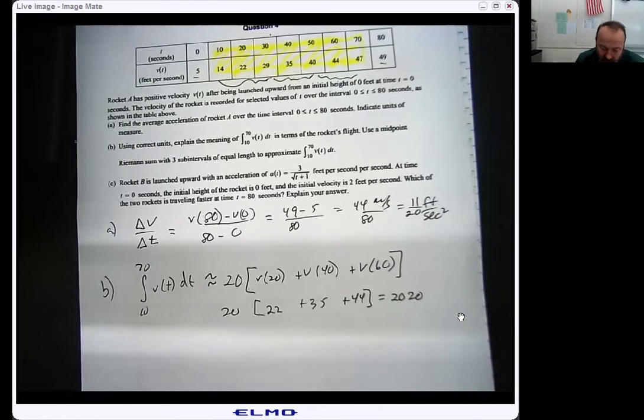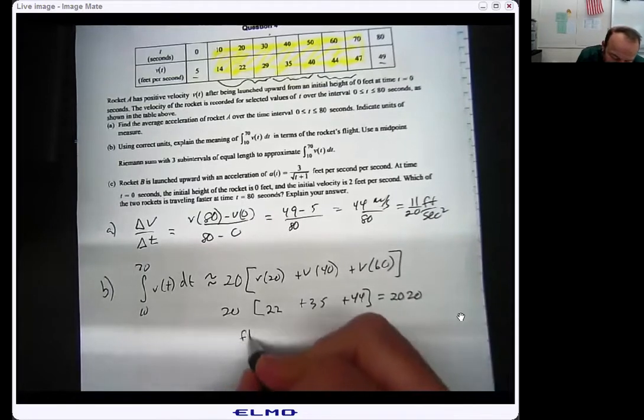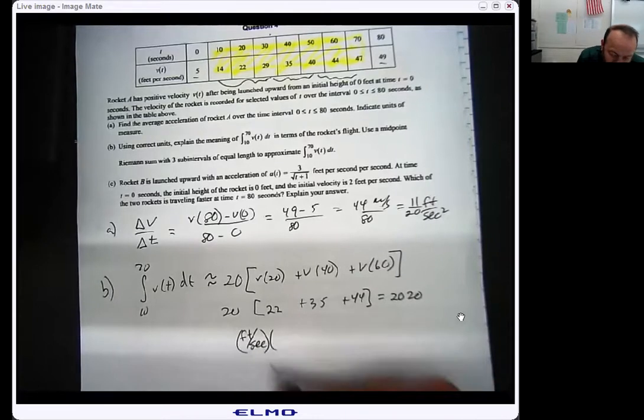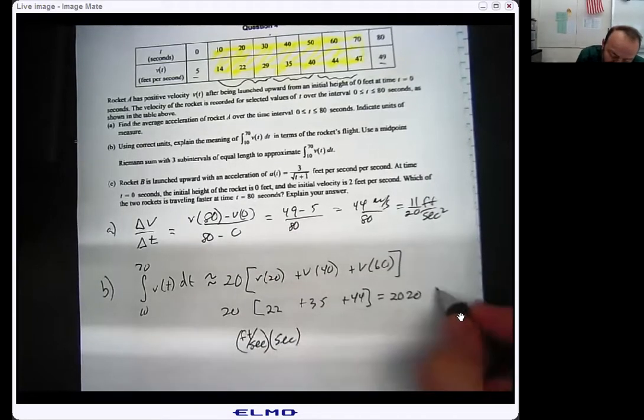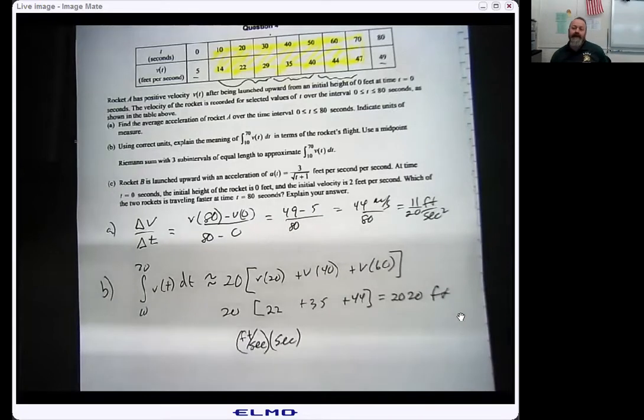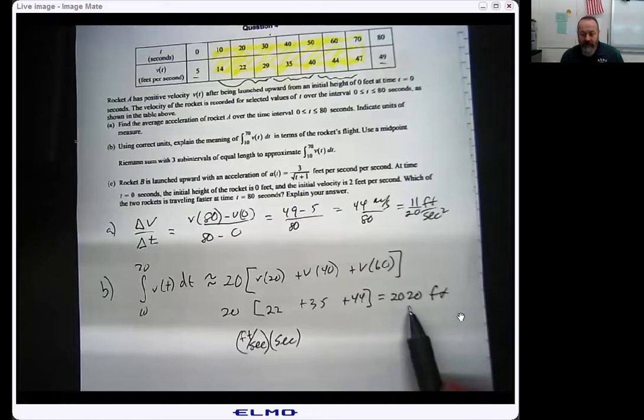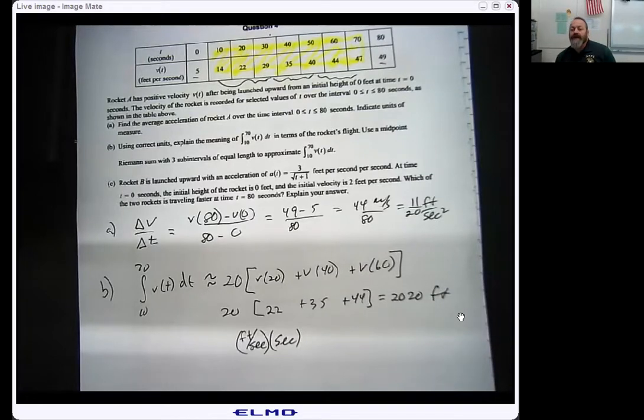But if you look at the units, remember the units were feet per second multiplied by seconds, and so that gives me feet. So that would actually tell me how far the rocket has moved. Now, it doesn't tell me where the rocket is, it just says the rocket has moved up. Remember, vectors matter. So the rocket was going up, and it went up 2,020 total feet.